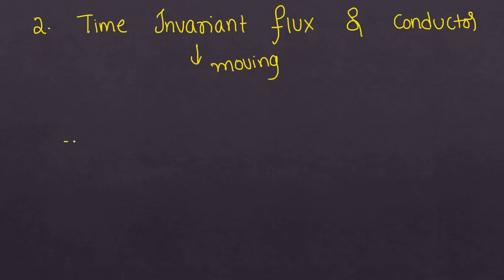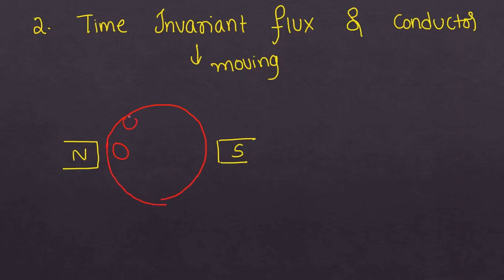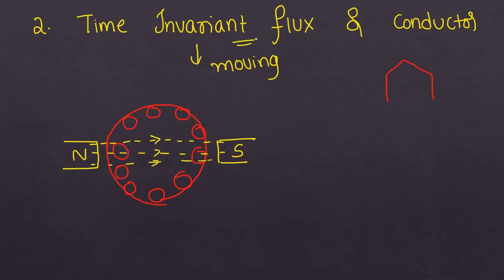Let us suppose north pole, south pole. I will be keeping a conductor. There is a drum. A lot more conductors are there, connected like this. We'll see in the next classes how their connections are. Now, just observe what is happening: flux will be moving like this. It's a constant flux, time invariant flux.